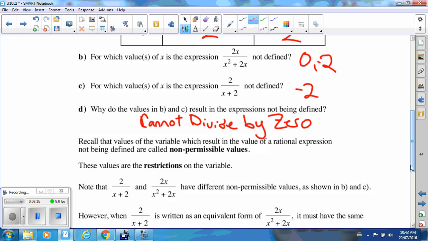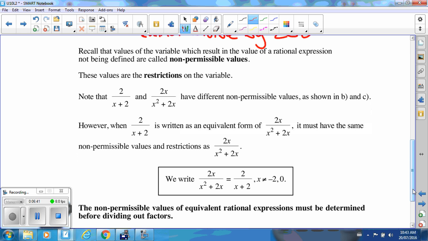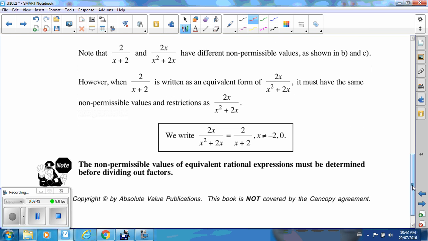Okay? And then we talk about those as being non-permissible values. When we write the equivalent forms, we just include the old non-permissible values. So the non-permissible values stay with the rational expression, even when the factor that created the non-permissible is gone. If you were just to look at this, you would think 0 is okay. But we know it's not because we remember the original form.